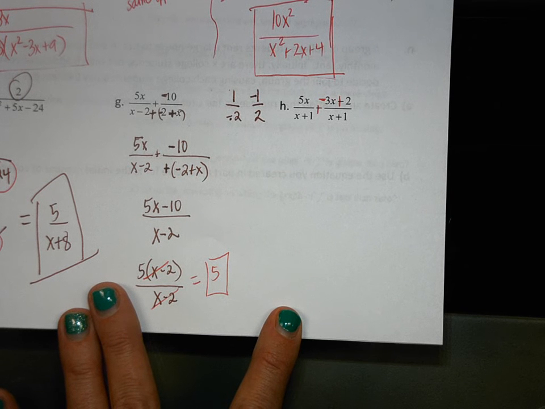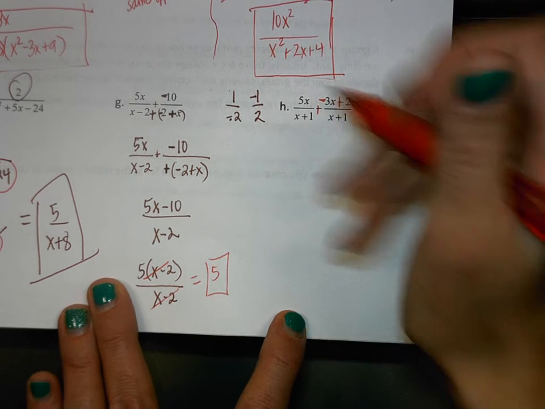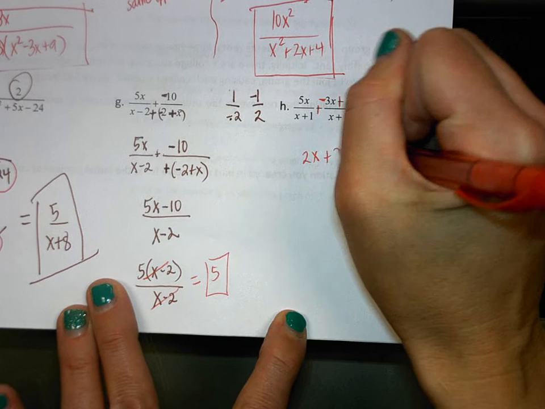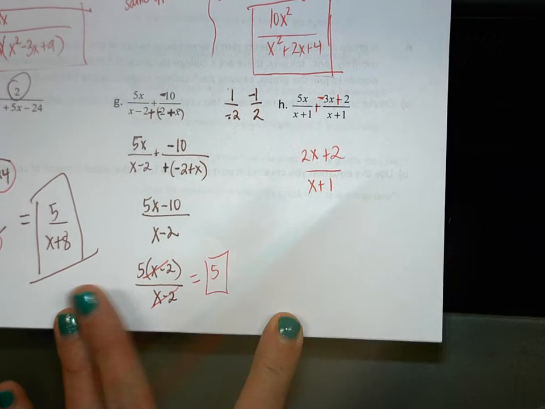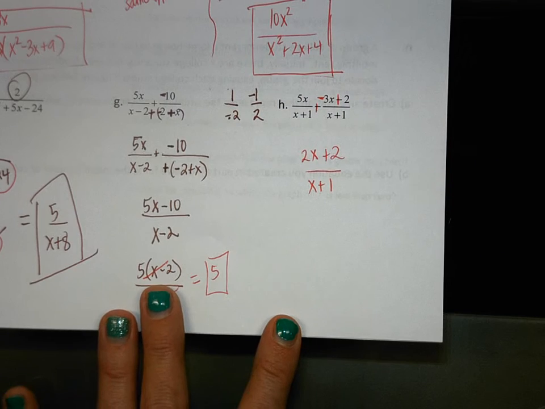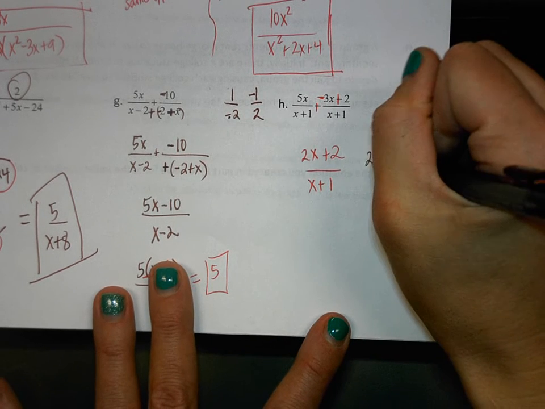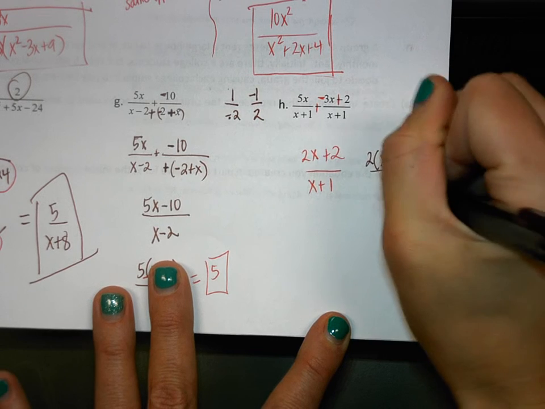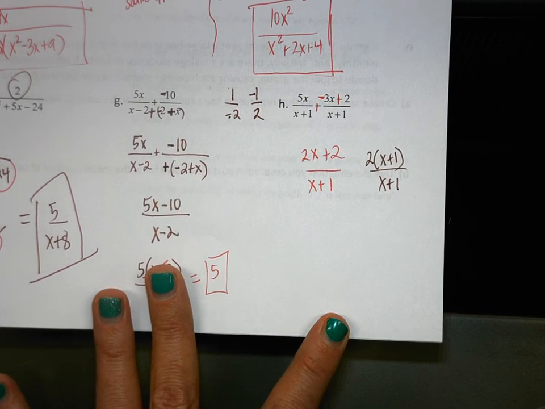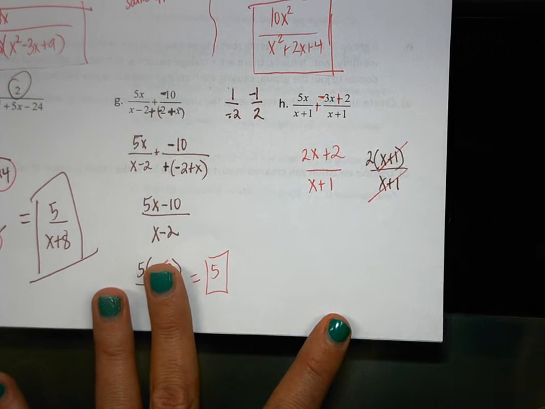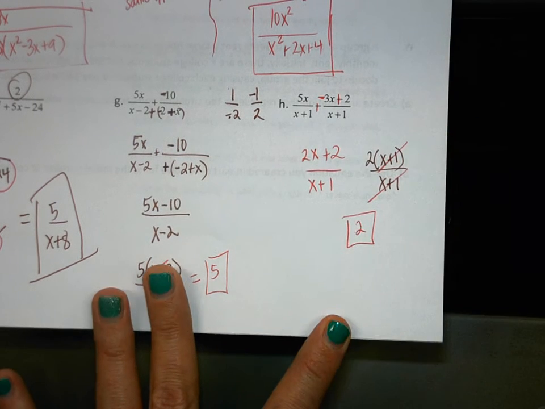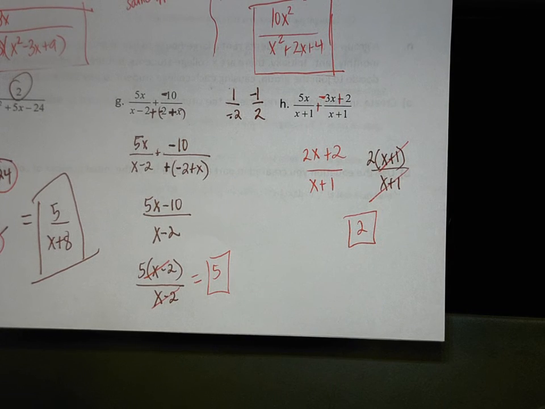Are we good with that? Okay, so now we're just going to combine like terms. So 5x and negative 3x makes 2x plus 2 over x plus 1. Good. Can I do anything else? You can simplify the numerator to 2 times x plus 1. Very good. Over x plus 1. And once I do that, I can, good, cancel out the x plus 1s, and we are left with 2. Okay, any questions before we move on?